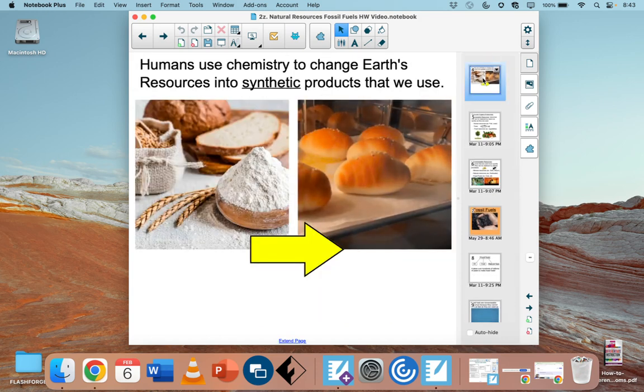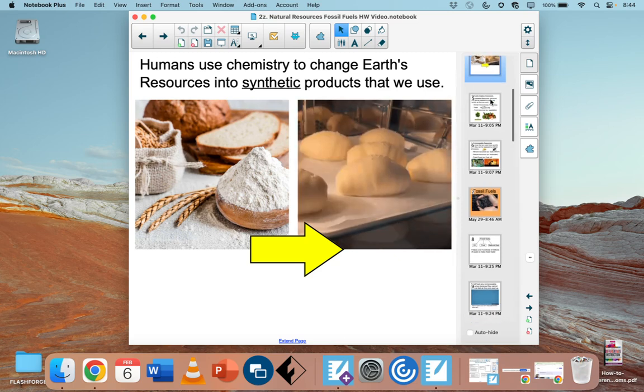So remember that the main point of this whole section of this chemistry unit is that humans use chemistry to change Earth's resources, like wheat. Okay, we harvest it from the earth and we grind it up into flour and we change it chemically. We add other things to it, other ingredients. In this example of bread, we add milk and we add butter and we add water and eggs, and we turn it into something totally different: bread, a synthetic product that we use for food.